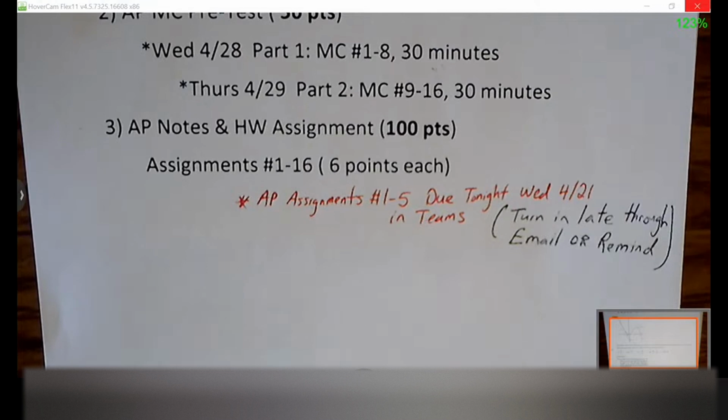So if you get that in sooner rather than later, you can just focus on the next set of assignments, which is going to be due the following Wednesday. Assignments 6 through 10 will be due the following Wednesday, and then the following Friday will be the remaining assignments 11 through 16.